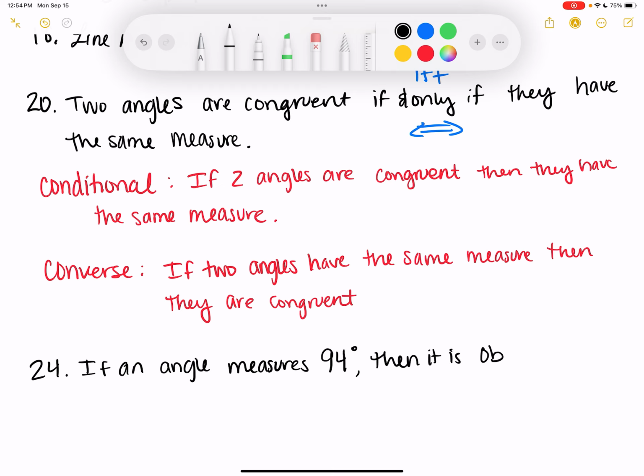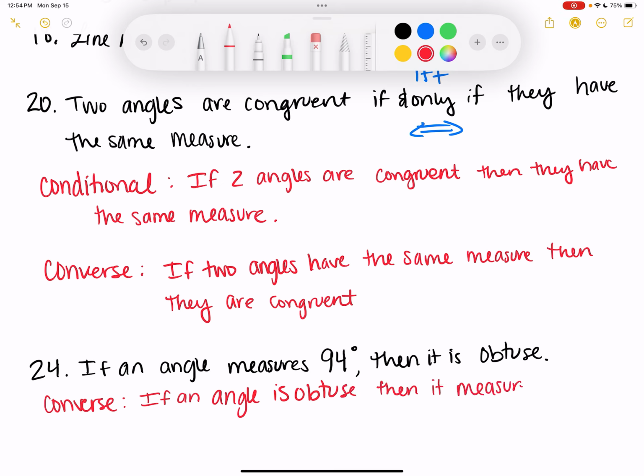Now, is that true? Yes. What would the converse of this be? If an angle is obtuse, then it measures 94 degrees. Now, is that true? Technically, it could be, yes. False. Okay? It's not always true.